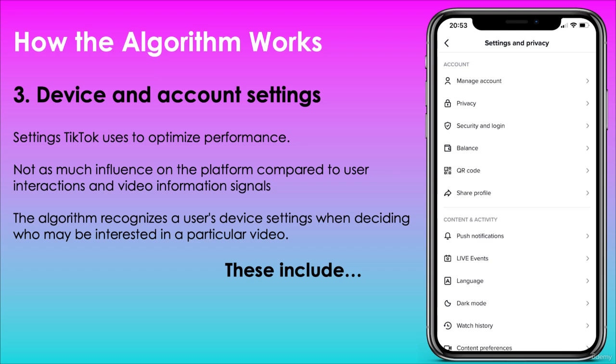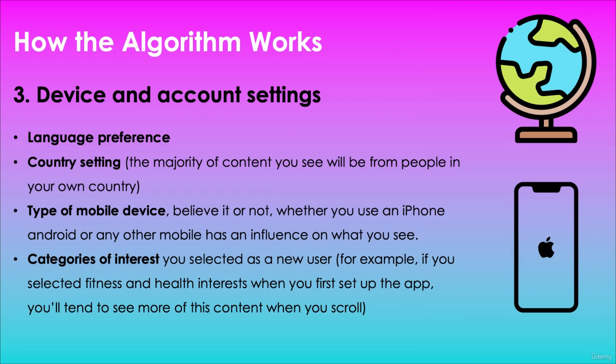Okay guys, so number 3 is device and account settings. There are settings TikTok use to optimize performance. However, they do not have as much influence on the algorithm compared to user interactions and video information signals. The algorithm will recognize a user's device settings, which include location and language, when deciding who may be interested in a particular video. These settings include language preference, country setting.